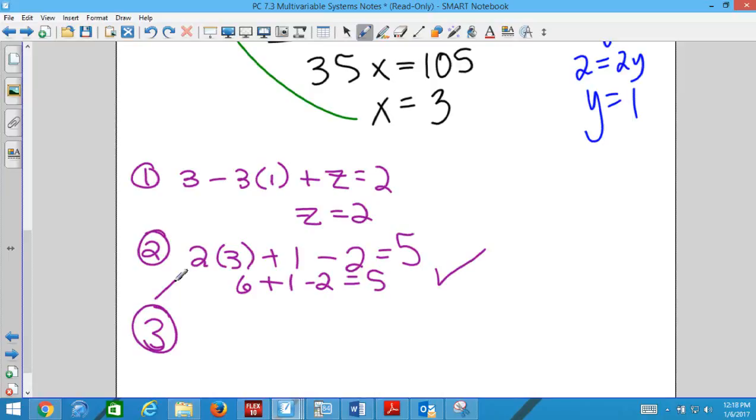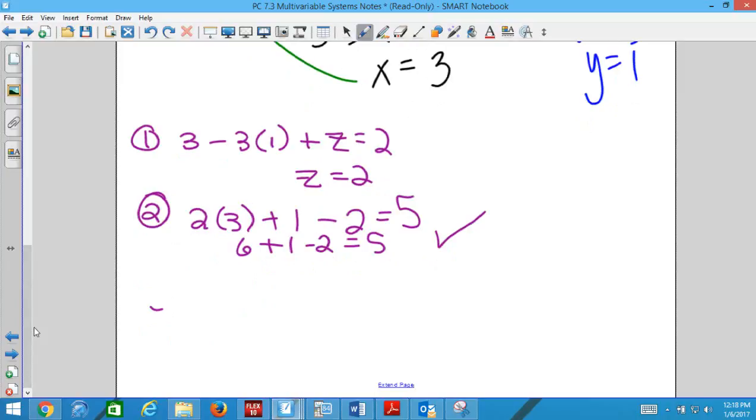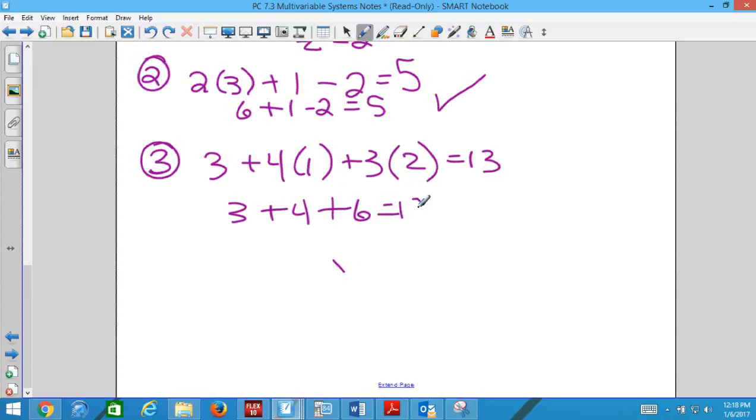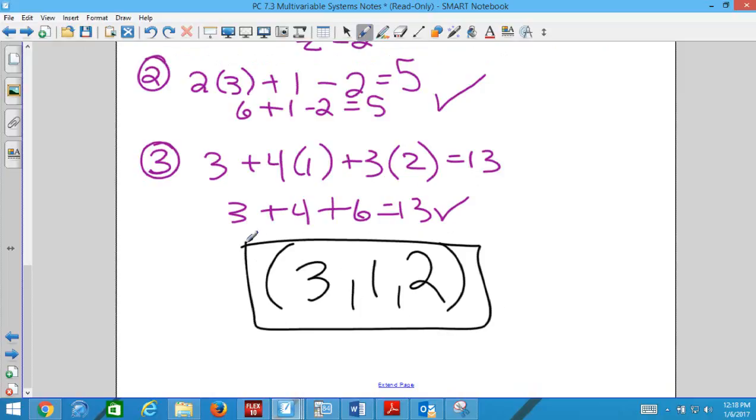So then my last one, I'm going to plug in 3 plus 4 times 1 plus 3 times, what's the 2, equals 13. And that checks. So what's the answer? 3, 1, 2. In parentheses with commas, same way you do an ordered pair, only it's an ordered triple.